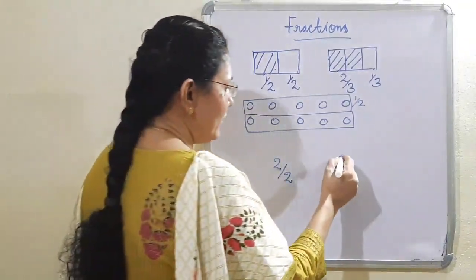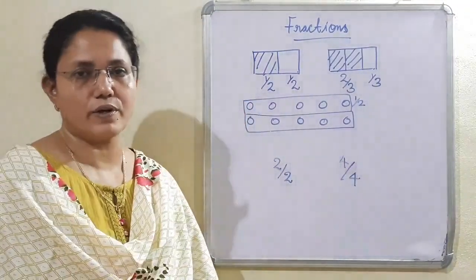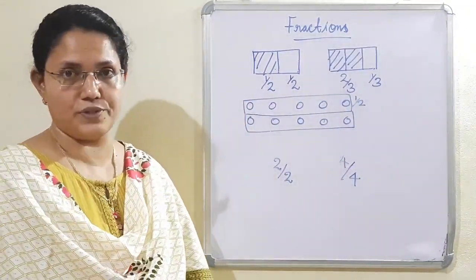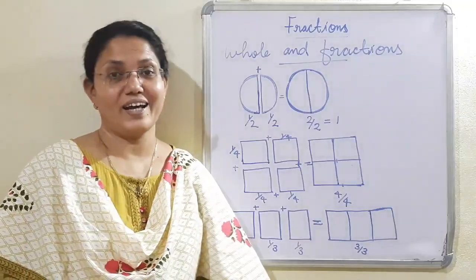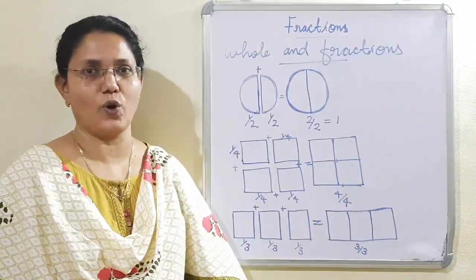Another one, 4 by 4. Total 4 parts. Out of 4, all 4 parts are there. That is a whole object. Whole and fraction. Dear children, now we can say how many parts make a whole.